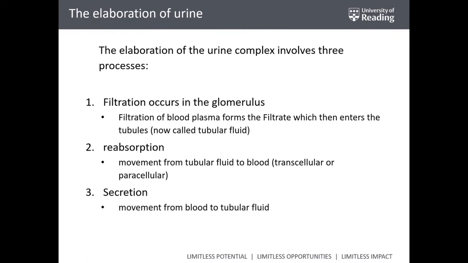Okay, after filtration, reabsorption and secretion occur. As we said, the elaboration of urine involves three sub-processes. Filtration, which occurs in the glomerulus, is the filtration of blood plasma to form the filtrate, which then enters the tubules. This filtrate is also known as tubular fluid. Then reabsorption, not all the substances are reabsorbed. For example, inulin and creatinine are not reabsorbed. Reabsorption is the movement of substances from the tubules to the blood. Or a substance can be secreted, so it can be actively moved from the blood into the tubules.